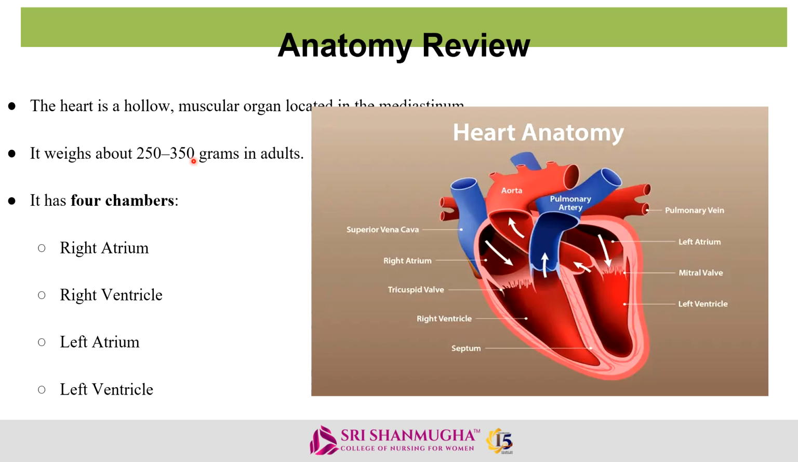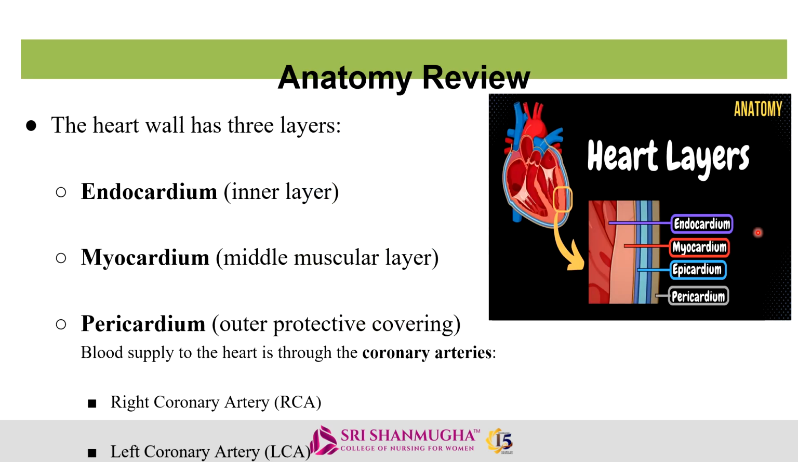Next, anatomy review. All of us know the heart is a hollow muscular organ which is located in between the lungs, that is the mediastinum. Weight is about 250 to 350 grams in adults. It has four chambers, right and left atrium, right and left ventricle. And if you take the layers of the heart, the innermost layer is the endocardium, the thickest and most important layer is the myocardium, then the outer covering epicardium, and the outermost is called the pericardium, which is made of again two layers.